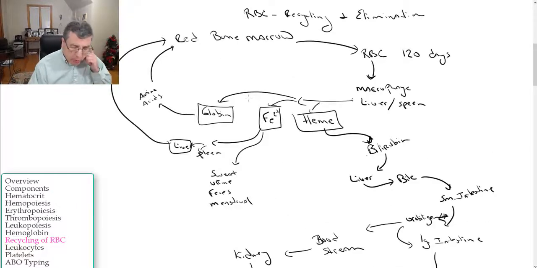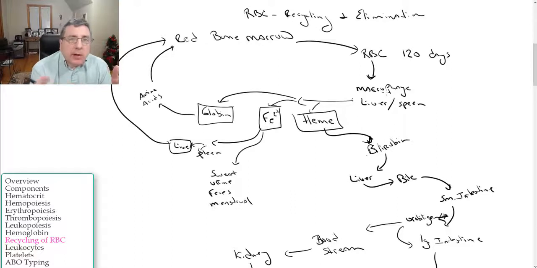So we have your red bone marrow produces the red blood cells. Your red blood cells last for about 120 days. When they are destroyed, they're destroyed by macrophages in the liver or spleen, and they're broken down into the three component parts: globin, iron, and heme. Globin is then further broken down, converted into amino acids, and then reutilized, some of those amino acids back up into the bone marrow for additional red blood cells.